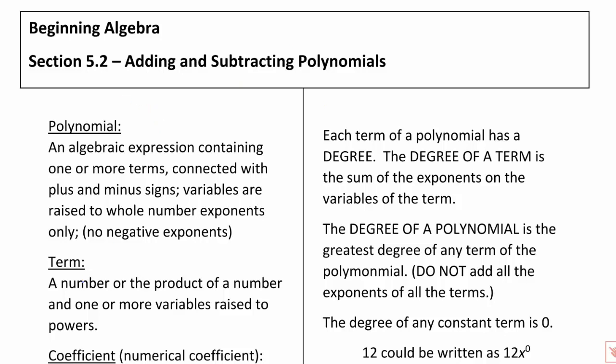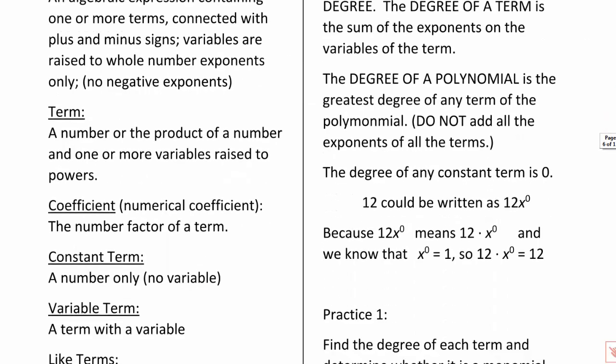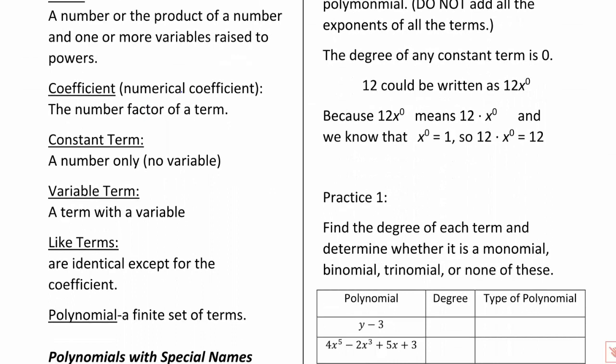Now let's remember what a term is. A term is a number or the product of a number and one or more variables raised to powers. If we look at the definition for coefficient, or numerical coefficient if you wish, it's the number factor of a term. In other words, it's the number out front of a term. A constant term is just a number, a number with no variable. A variable term is a term with a variable. Like terms are identical except for the coefficient. And a polynomial is a finite set of terms.